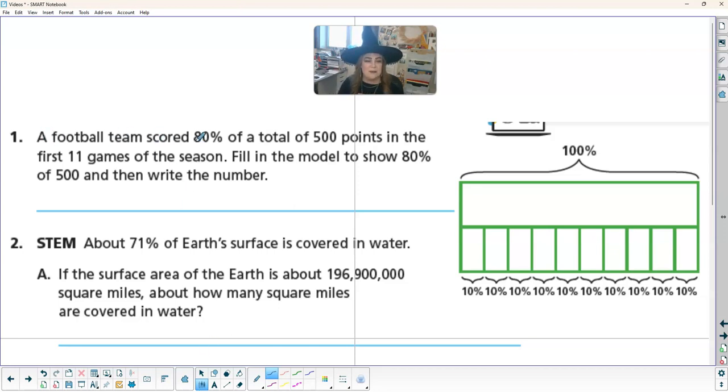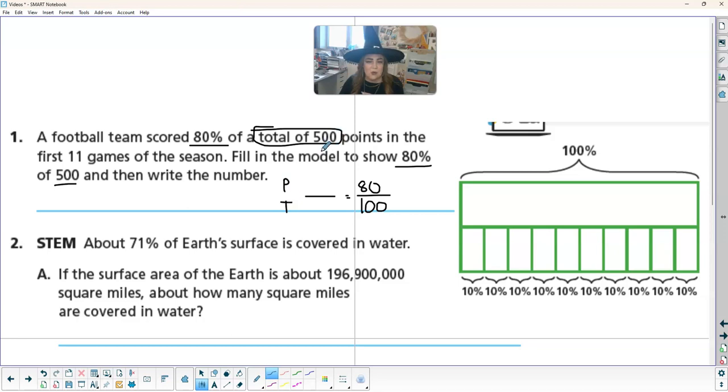Number one says a football team scored 80% of a total of 500 points. So we have a total of 500 points in the first 11 games of the season. Fill in the model to show 80% of 500, then write the number. So we want 80% of 500. So we always do 80 out of 100. Percent is per 100. And then the total, right? Our part goes on top, our total goes on bottom.